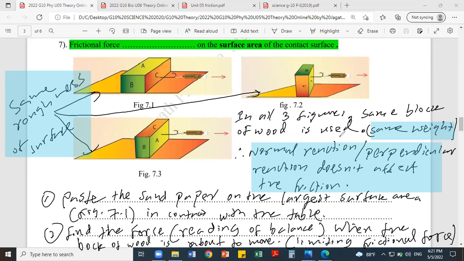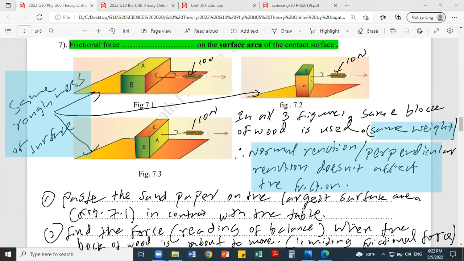Okay, latecomers, I'll repeat again. What is the aim of this experiment? Testing whether the frictional force depends on the... I think there's no blank here actually. Frictional force, yeah, you had it right here, it does not depend on the... So here if you get reading 10 Newton, this is also the same reading 10 Newton.